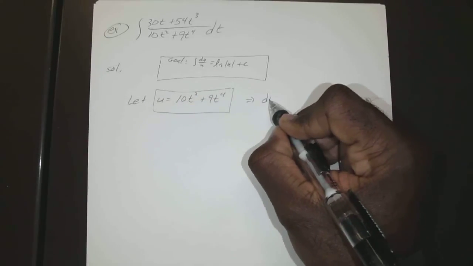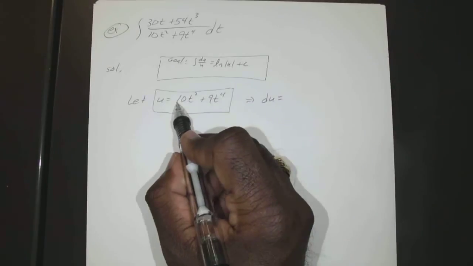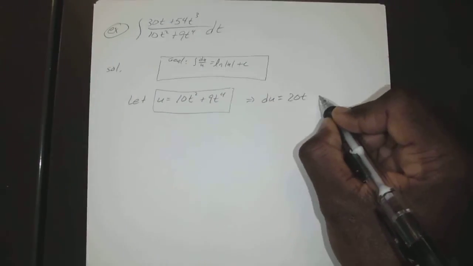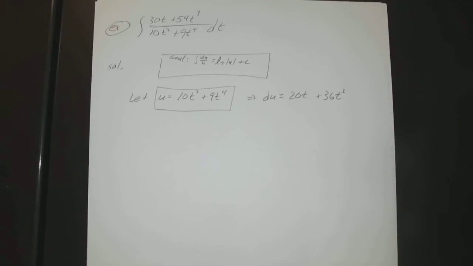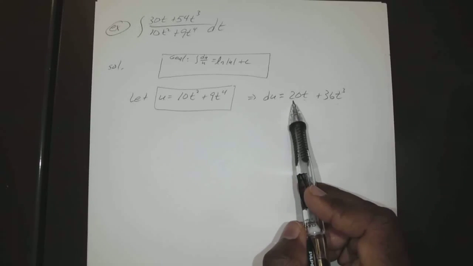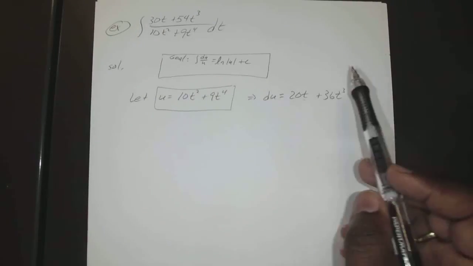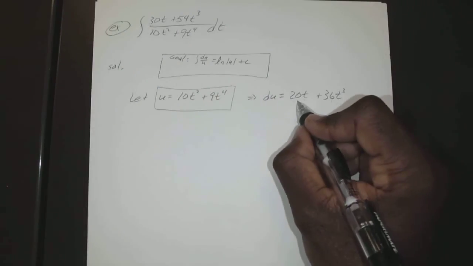Okay, so that means our du is going to equal 20t plus 36t to the third. Now, you're not really factoring out anything to turn that magically into 30t plus 54t to the third. You have the t and t to the third, that matches, but your coefficients are completely different. So somehow or another, we have to make this equal 30, and we have to make this equal 54.